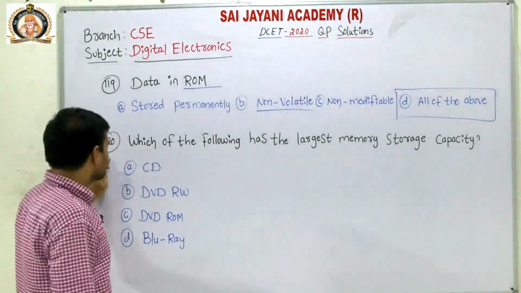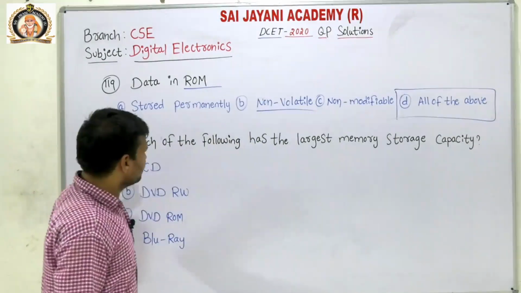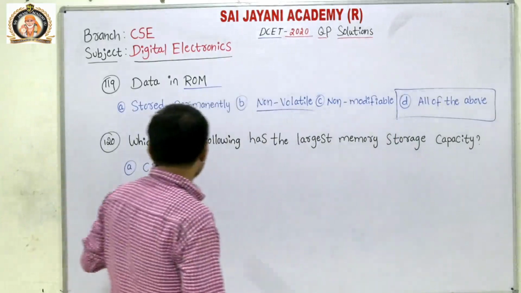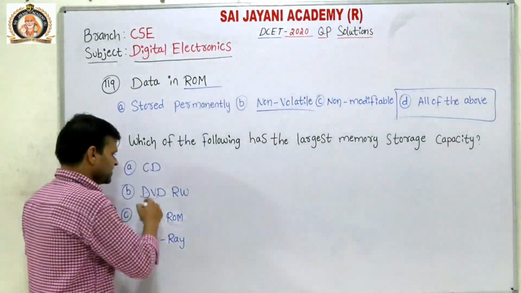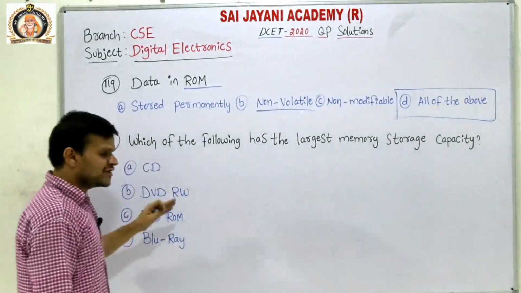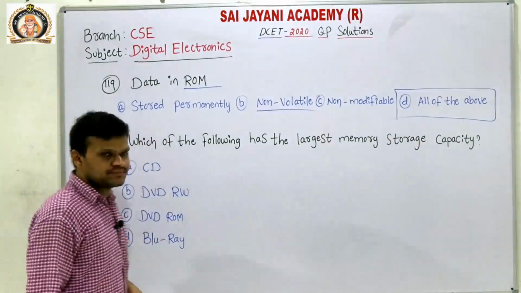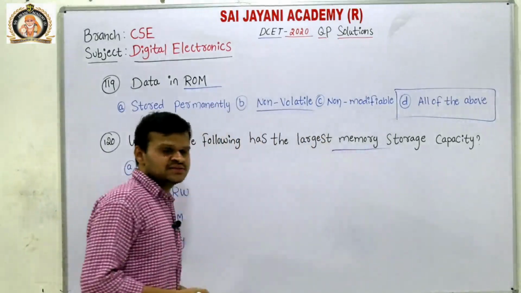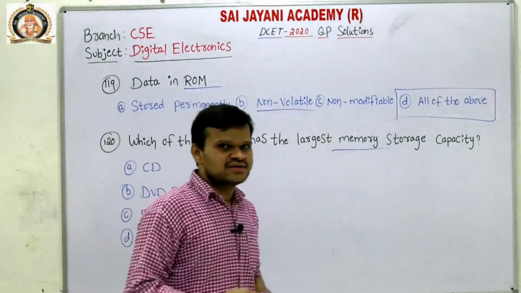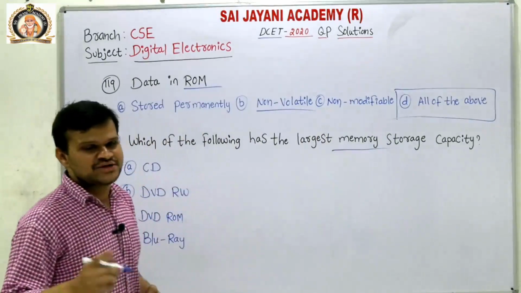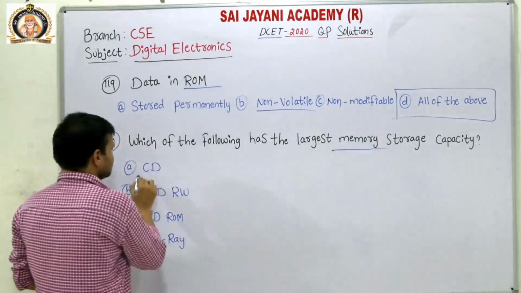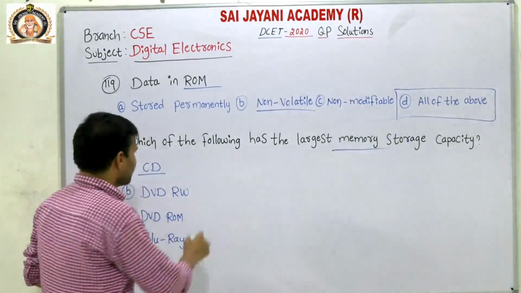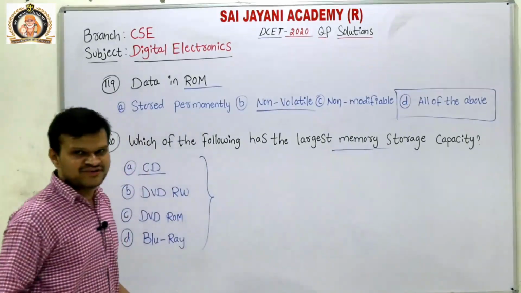The question number 120, it says that which of the following has the largest memory storage capacity? Option A, CD. Option B, DVD-RW. Option C, DVD-ROM. Option D, Blu-ray. What is memory? Memory is an electronic storage device which stores the data in the form of bits, that is zeros and ones. Here the compact disc, DVD-RW, DVD-ROM and Blu-ray all are external devices.